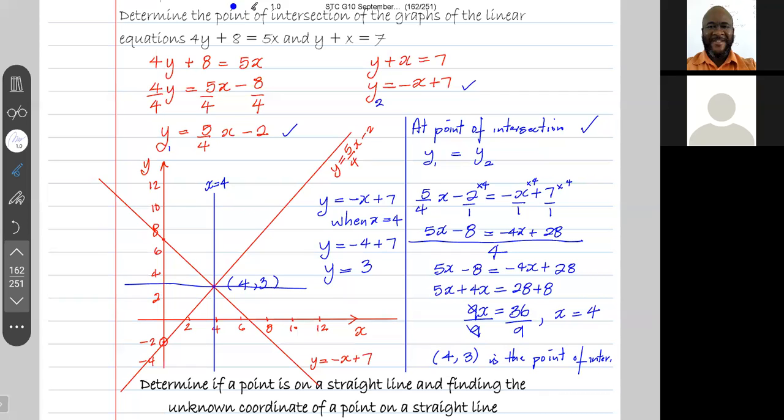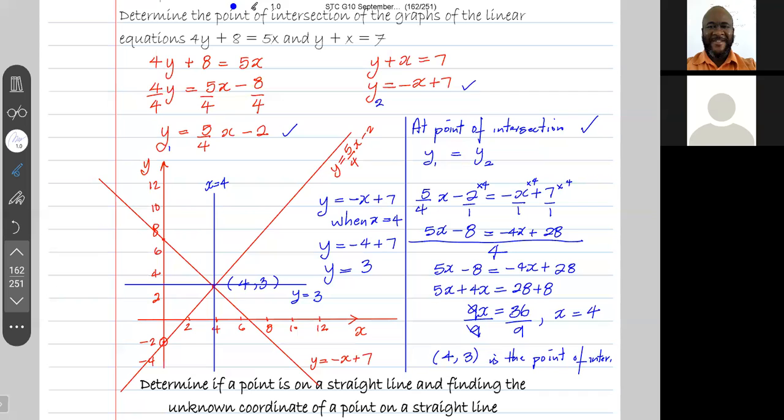This would be the line y is equal to 3. So x is 4 and y is 3 are the coordinates of the point of intersection. I'll say it again. You did not need to draw the diagram. I only drew the diagram to give you an illustration of what you are being asked to do.